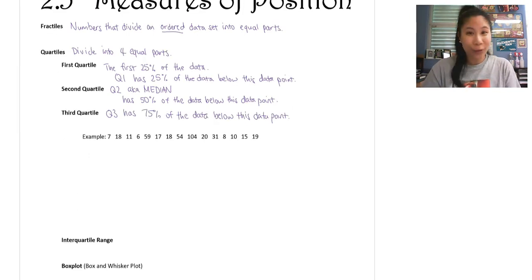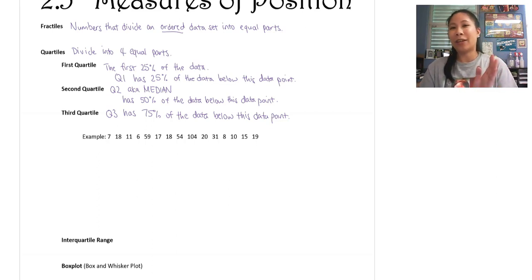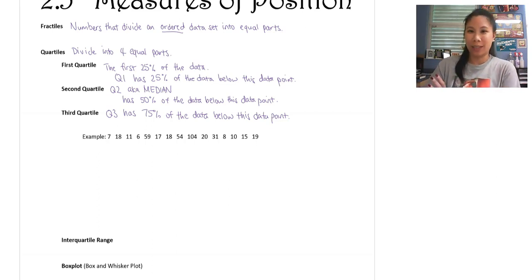And lastly, the third quartile just means that whatever number Q3 is, there are 75% of the data below whatever number our Q3 is. So let's say we had some data set and we were trying to find Q1, Q2, Q3. So first we have to put all our numbers in order from smallest to biggest.